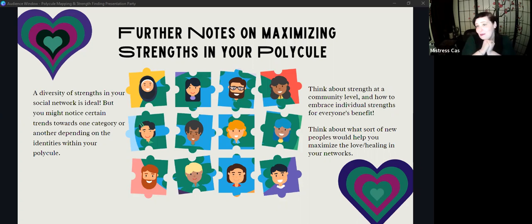Reach out to that person who maybe lurks in the group chat a little bit, but they post some really cool graphic design stuff that would be really great for the group. Things like that. Think about what sort of new people would help you maximize the love and healing in your networks, whether that is professional, personal, familial, social, all these different networks.